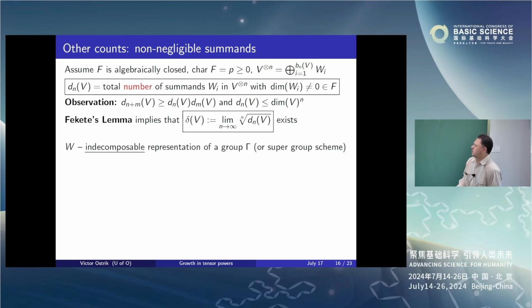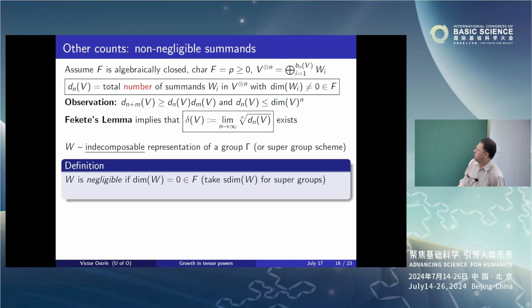Okay, so let me say the same thing, but a little bit differently. Let us start with some indecomposable representation of some group, or maybe supergroup. And I'm going to say that a representation is negligible if its dimension is, again, 0 in my field. So in this language, my definition says that we are trying to count non-negligible summands in tensor powers. So this is interesting even in characteristic 0.